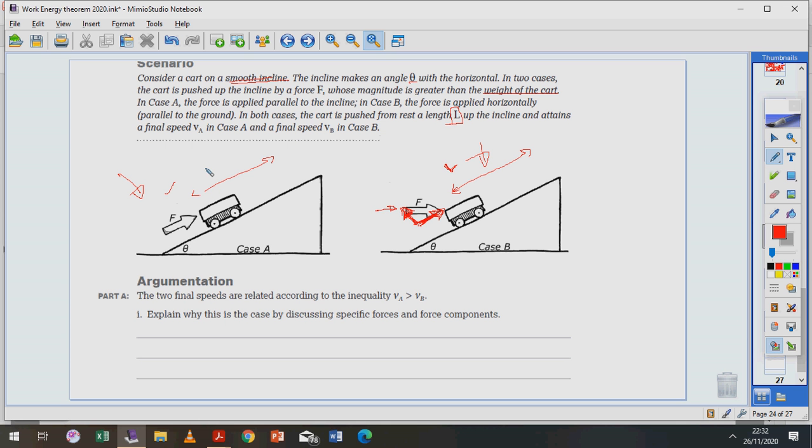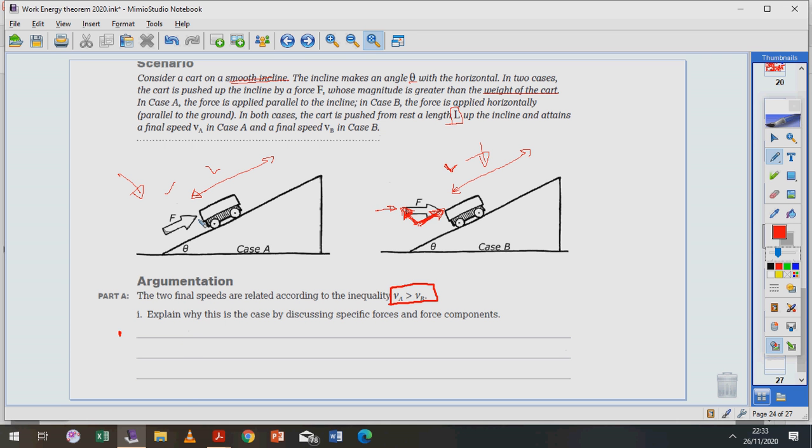So that tells me kinematics might be involved. And attains a final speed VA in case A and VB in case B. That confirms that kinematics is going to be involved for sure. So part 1: explain why the two speeds are related by this equation. Explain why this is the case by discussing specific forces and force components.